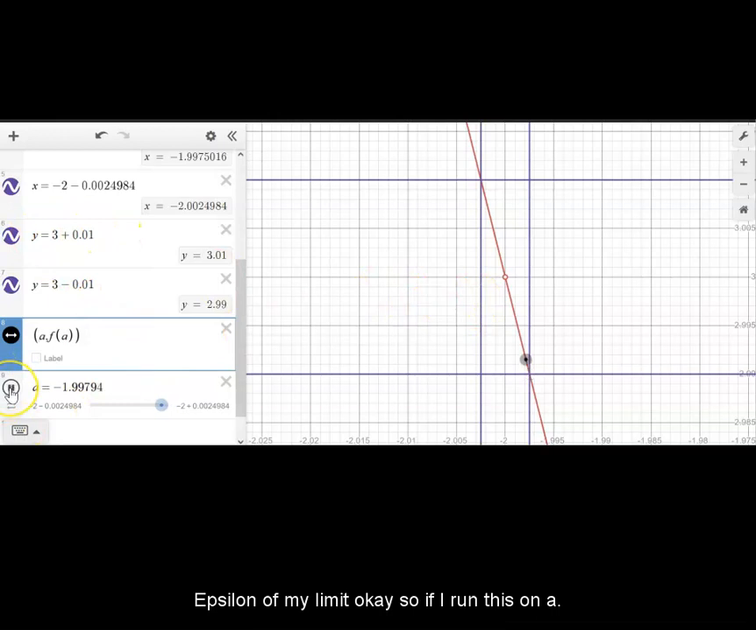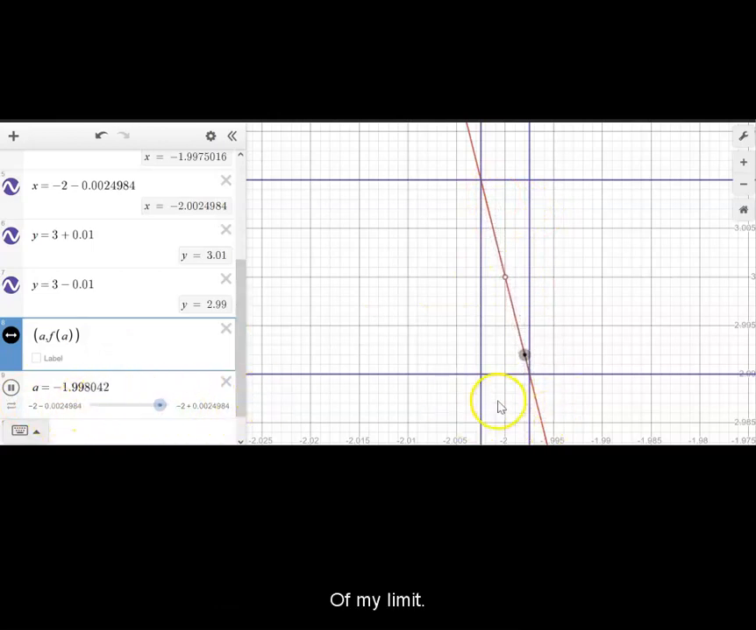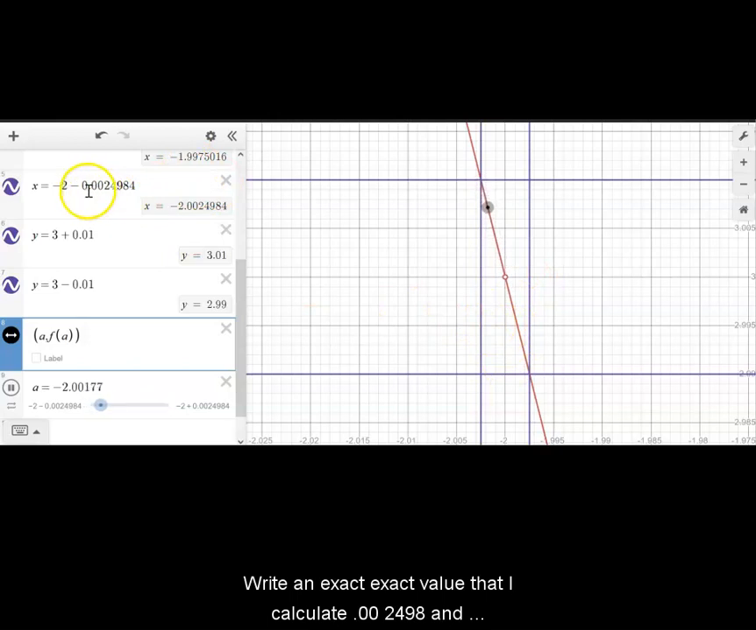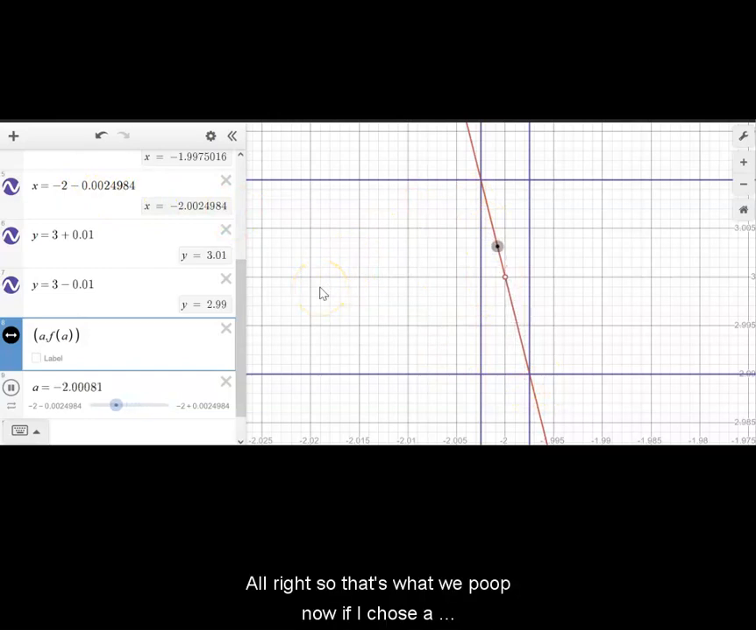So if I run this on a slider, you see I never go outside. As long as I'm staying within delta of my limit as x goes to a, my outputs stay within epsilon of my limit of 3. And it's that exact value that I calculated, 0.002498. It never goes outside of this box. So that's what we proved.